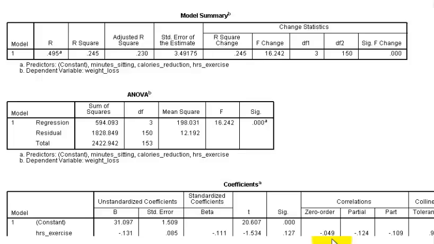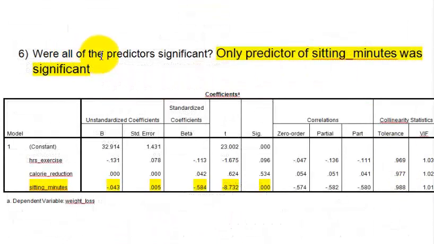Okay, so the SPSS output. It says that, yes, we have a significant regression model. What that really is testing is against a regression of 0. That would be the null hypothesis, which would state that the regression model is a 0 regression model, and this says no, that is not accurate. So we do have a significant regression model, and the SPSS also answered our question 6. Which of the predictors were significant? The only one was the sitting minutes, okay?